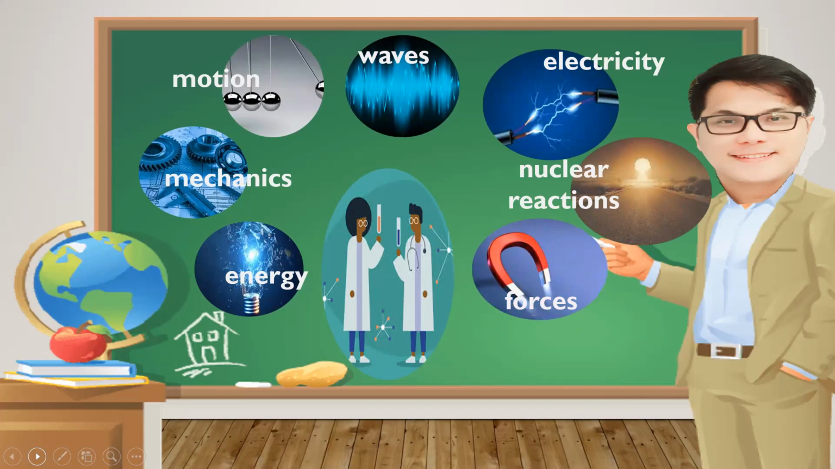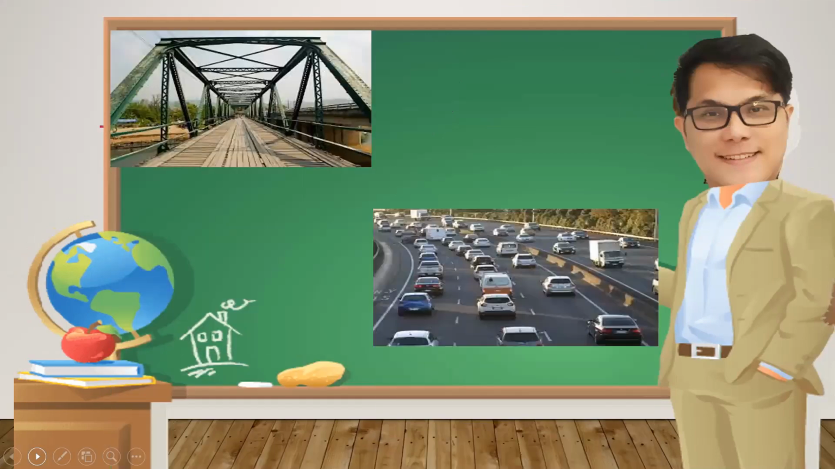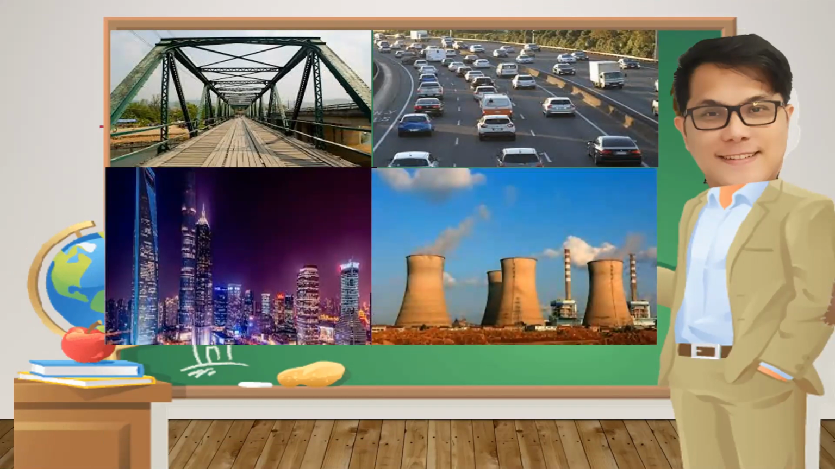People interested in physics normally use scientific laws and theories to build some of the things that we can see in everyday life. Here are some examples: bridges, cars, buildings, and power plants.